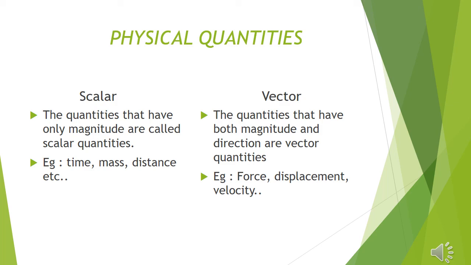Then what is a vector? A vector quantity is a quantity that has both magnitude as well as direction. For example, force. When we say about force, we have to say the magnitude in newtons and also we have to specify the direction in which the force is applied.